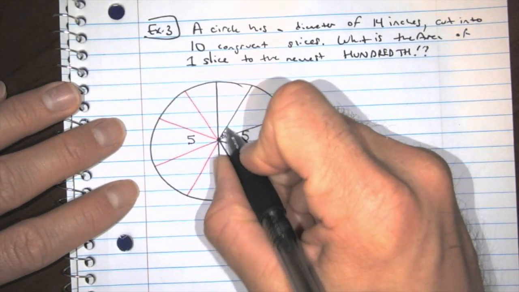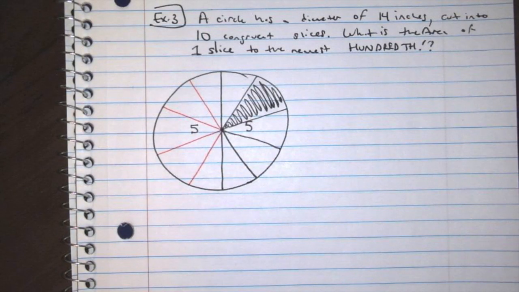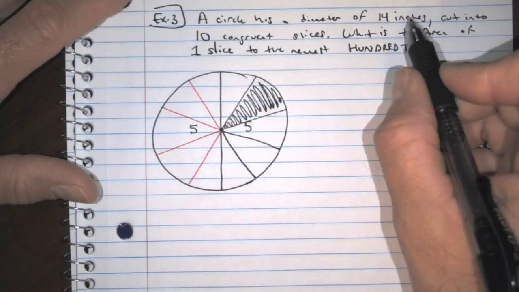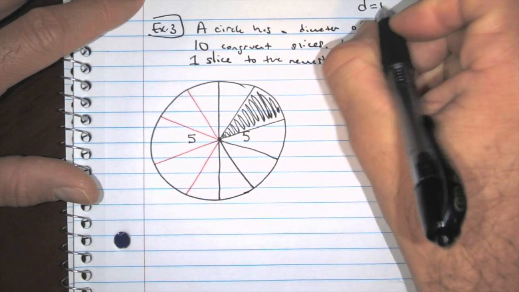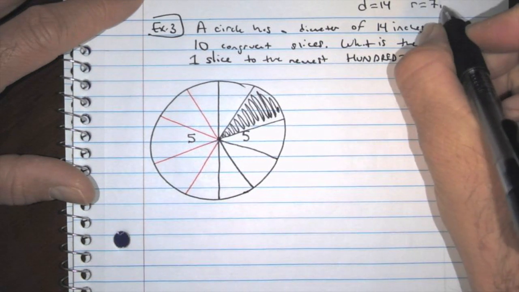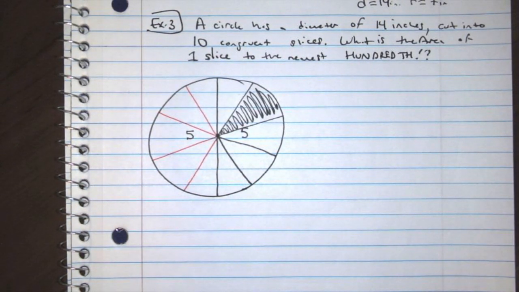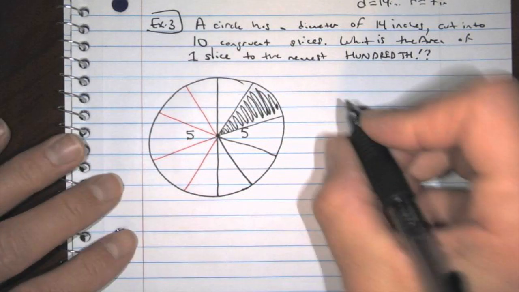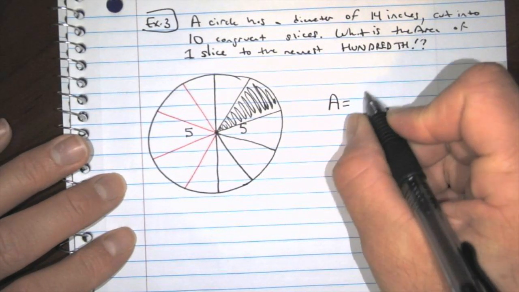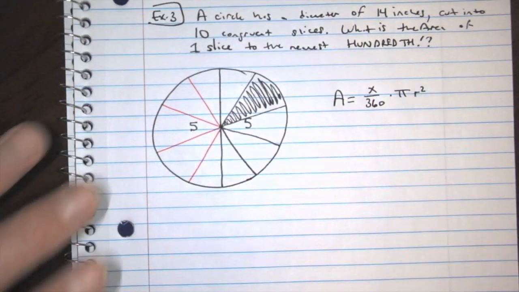You reach for one slice of pizza. You know that the diameter is 14 inches. So if the diameter is 14 inches, that means that the radius has to be half of that. How about 7 inches? So the radius is 7 inches. 10 congruent pieces. You want the area of one slice. Let's use the sector equation. So area is going to be x over 360 times pi r squared.